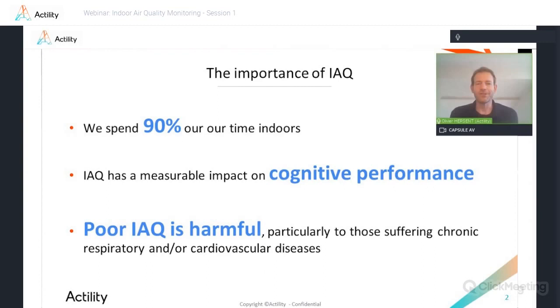Indoor air quality has been proven to have a measurable impact on cognitive performance, and there is a real return on investment in ensuring very good air quality inside offices. And of course, if you have health problems, you're suffering from chronic respiratory problems, cardiovascular diseases, then poor IAQ is really harmful to you. So these are three major reasons to look in details at IAQ and how to improve indoor air quality.